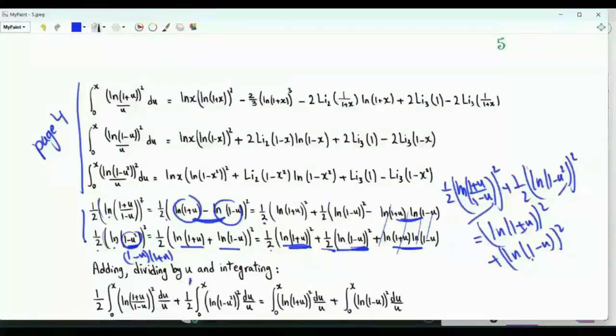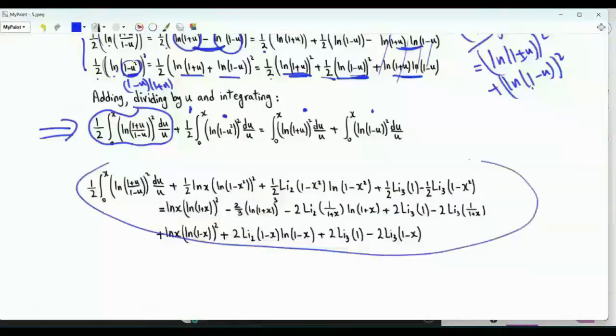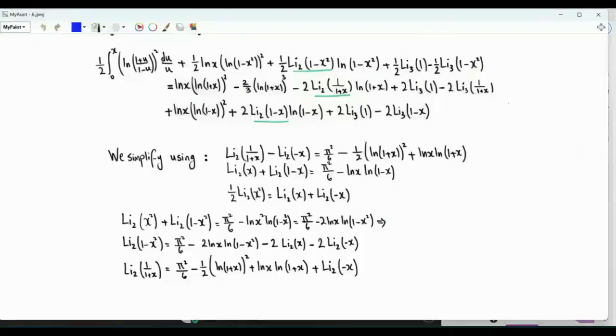Take every term here, divide by u, and then integrate from 0 to x. We need this guy, and as we can see from this line, it is expressed in terms of the 3 integrals that we have already obtained on page 4. Here is what we currently have. It is messy. We have trilogarithms, dilogarithms, and logarithms.